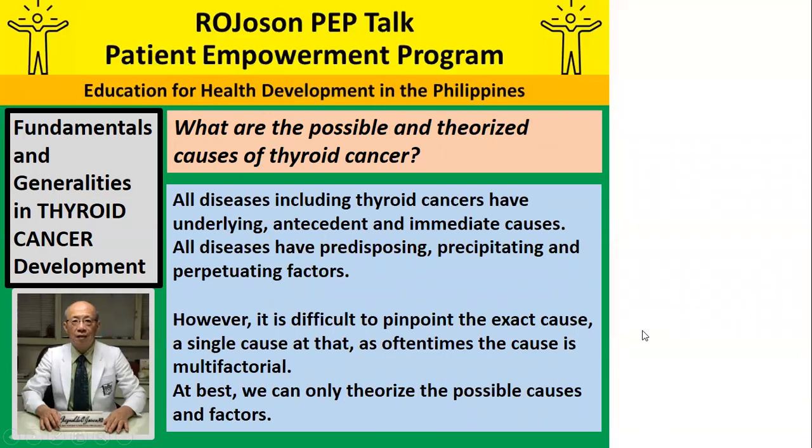All diseases, including thyroid cancers, have underlying, antecedent, and immediate causes. All diseases have predisposing, precipitating, and perpetuating factors. However, it is difficult to pinpoint the exact cause as a single cause at that, as oftentimes the cause is multifactorial. So at best, we can only theorize the possible causes and factors.